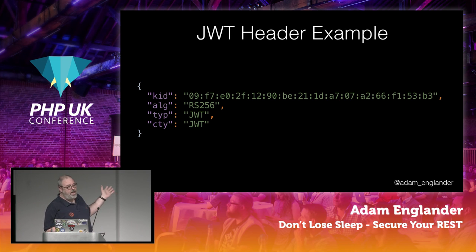And so you have your JWT header with your key ID, which identifies which key it used. If you know this stuff at all, you'll know that that's an MD5 fingerprint of an RSA key. Then what algorithm we used for the signature, which is RSA 256, with a SHA-256. And the type and the content type is a JSON web token.